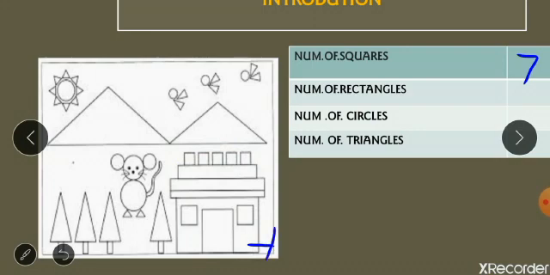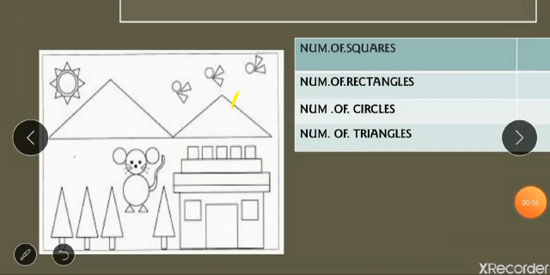At the top layer, 2, 3 and 4. And now the stem of the trees is a rectangle in shape. That is your 5, 6, 7, 8 and the main door of the house is 9. So totally how many rectangles do you have? 9 rectangles are present here. I just write here 9 rectangles.